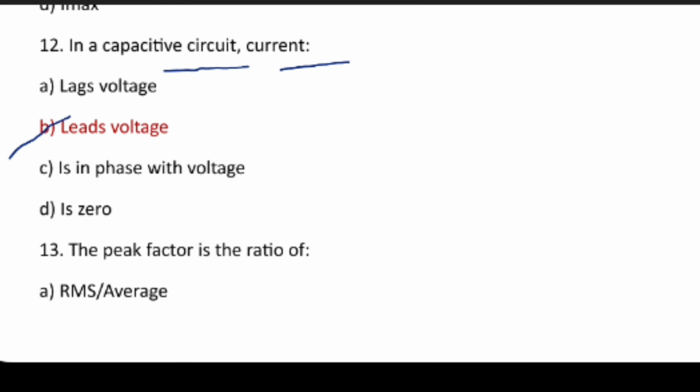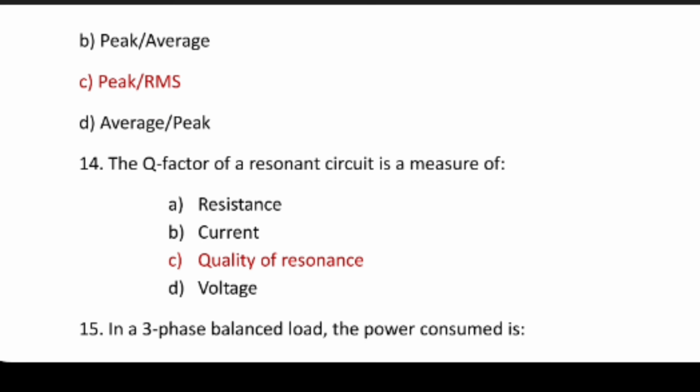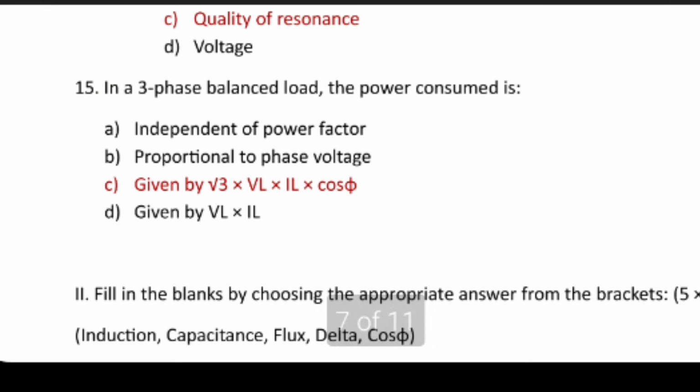And 13th one, the peak factor is the ratio of peak divided by RMS, option C. 14. The Q factor of a resonant circuit is a measure of the quality of resonance, option C. Next, 15th one, the three-phase balanced load, the power consumed is option C, given by root 3 into VL IL cos phi.